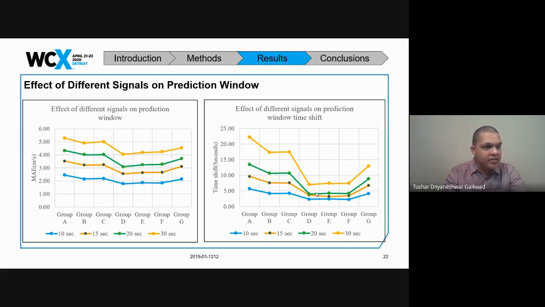Now we'll talk about the effect of different signals on the prediction window. The x-axis is groups of signals and the y-axis is MAE in the first plot and time shift in the second. So we can see that group D has the lowest MAE and time shift over here. We can also see that as the prediction horizon increases, the MAE and time shift both increase. Groups with SPAT data perform better in terms of time shift as compared to the others.